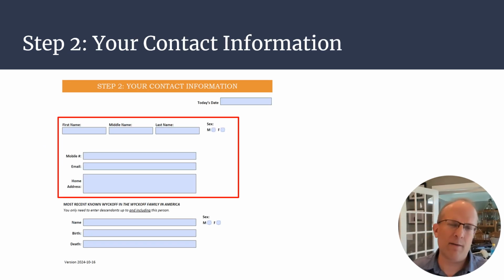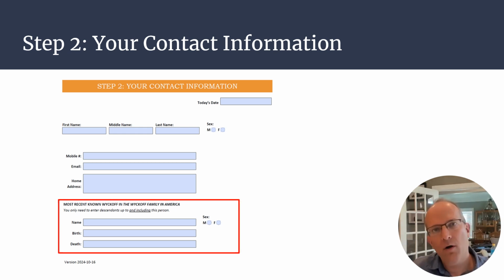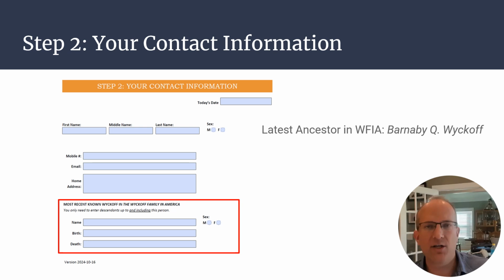The second step is all about your contact information, filling out who you are, name, contact information, address, just so we know who you are and who is the person who's submitting this updated information. Along with that, though, we're looking to know who is the latest Wyckoff that is in the Wyckoff Family in America database. Hopefully you and I have already had that conversation. We figured out that, let's just pretend it's your great grandfather, Barnaby Q. Wyckoff. He is the last one that's in the database with updated information. This is going to be important when we get to the next step.